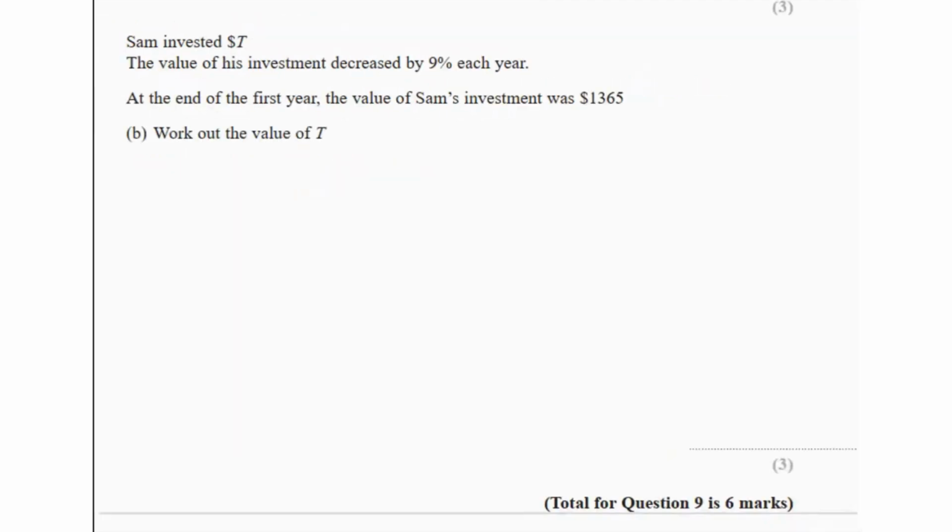Then part B says Sam invested $T. The value of his investment decreased by 9% each year. At the end of the first year, the value of Sam's investment was $1,365. Work out the value of T.